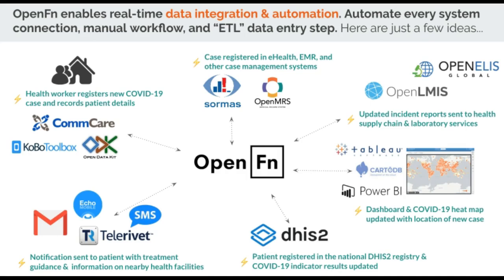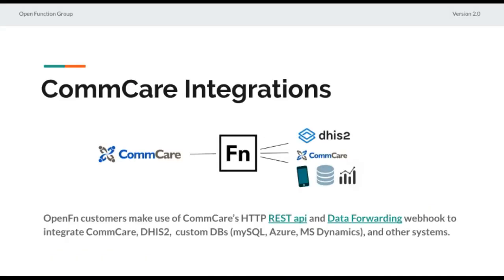So all of these different systems and all of these different tasks or automated flows can be triggered just by this one action of the health worker registering a patient. And so again, in this way, OpenFn can be leveraged to automate all of these different workflows. But today I want to talk about specifically CommCare and DHIS2. So as I mentioned, CommCare is a very common mobile application used for case management tracking.